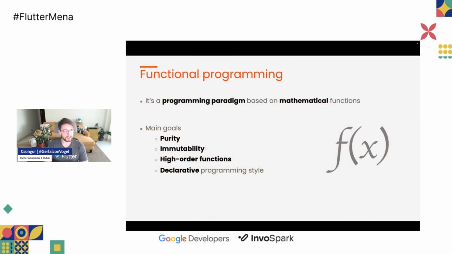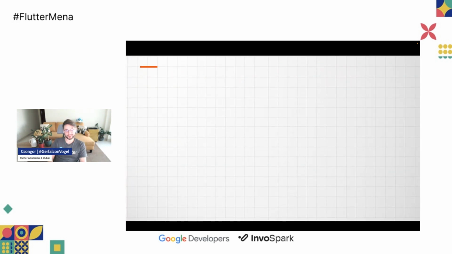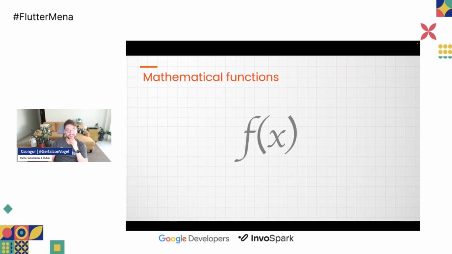Functional programming is a programming paradigm based on mathematical functions, scary words. The main principles of functional programming are purity, immutability, higher-order functions, and the declarative programming style. To understand these principles more, I would like to invite everyone for a quick time travel. Let's go back to the beloved and long-awaited mathematical school chairs, and let's try to remember what we learned about mathematical functions.